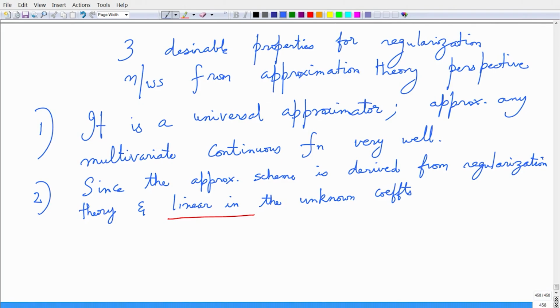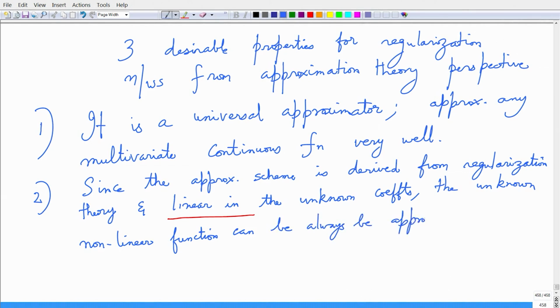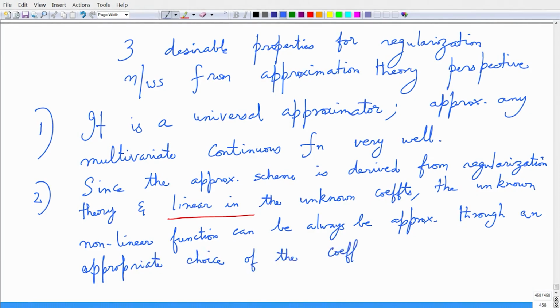So, since it is linear in the unknown coefficients, the unknown nonlinear function can always be approximated through an appropriate choice of the weights, these coefficients, that combine these outcomes from the hidden units.